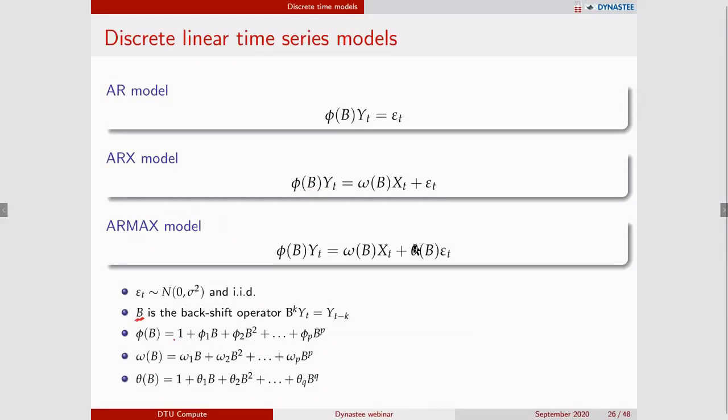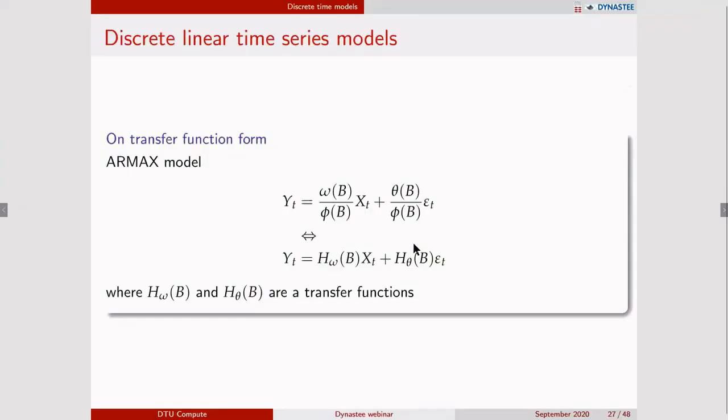And actually, if you start investigating the properties of these models, then you write it like this, and the properties of these polynomials make these different models have different characteristics, depending on the parameters, and so forth. But doing it like this also allows us to see that what we're modeling is actually transfer function models.